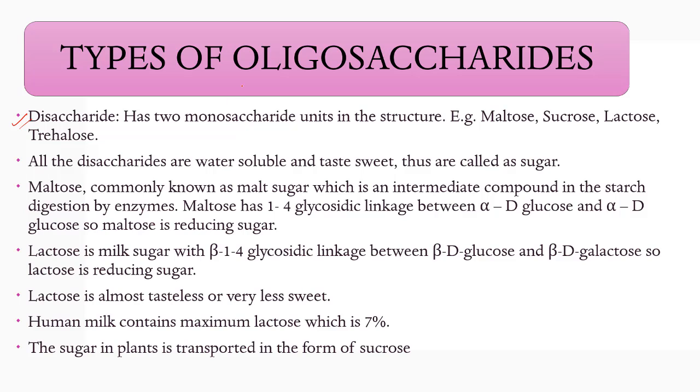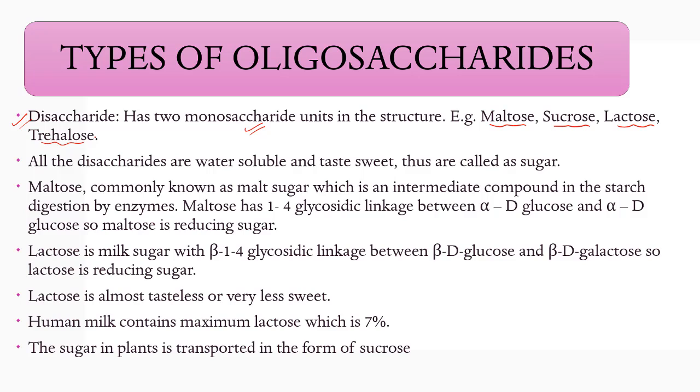So please remember, there is a difference between trisaccharide and triose. Triose is an example of a monosaccharide sugar, and trisaccharide has three saccharide units, three sugar units. Okay, so a disaccharide has two monosaccharide units in the structure, like maltose, sucrose, lactose, trehalose. They are the examples of disaccharides.